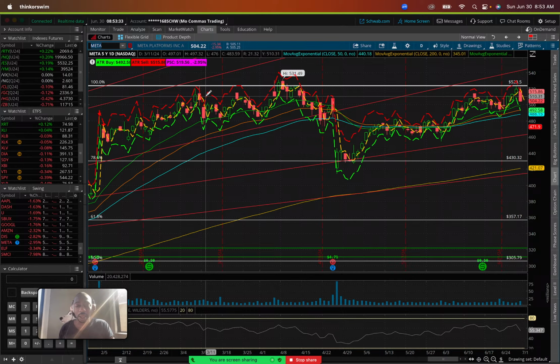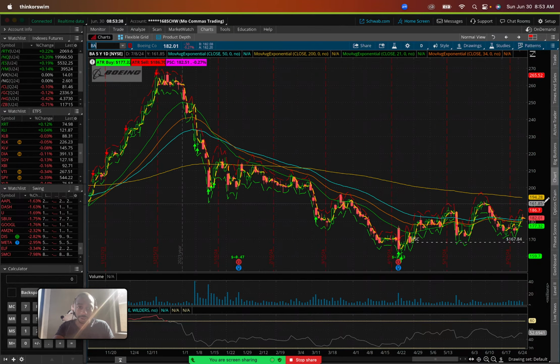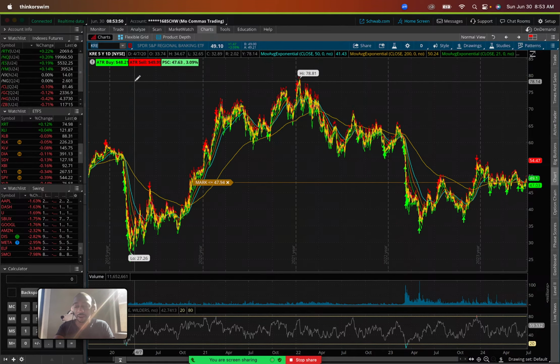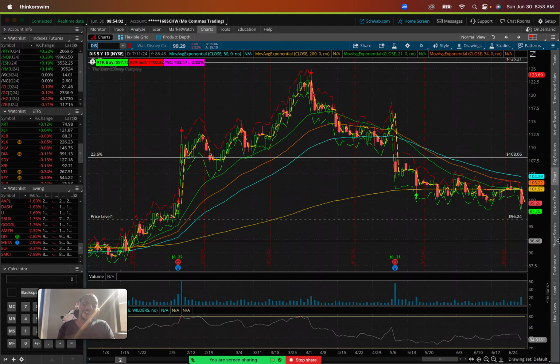The things that I would like to short would be the weak stocks, like a Boeing, right? Boeing, even recently, has been more so sideways. Can I find a better example? What about KRE? Nope, KRE is kind of sideways. What fell? Oh, Disney. I was about to say that too. Look at Disney over the last few months. It's going down, right?